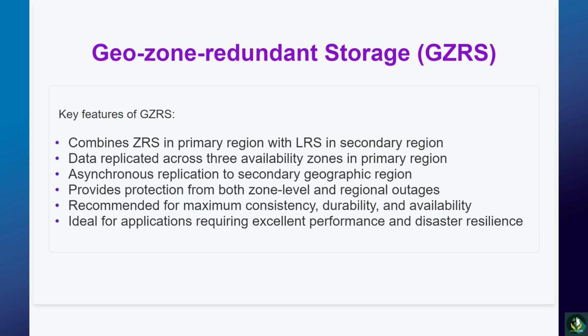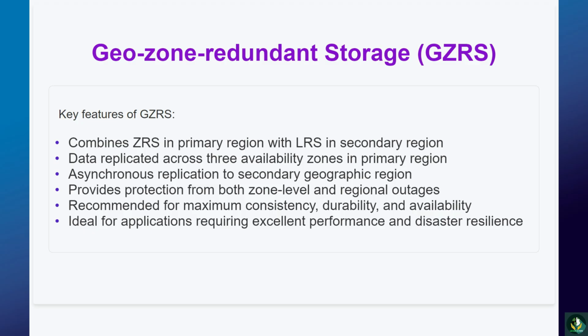GeoZone Redundant Storage, GZRS, represents the pinnacle of Azure's data redundancy options, offering a comprehensive solution that addresses both local high availability and protection against large-scale regional outages. Let's delve into the key aspects of GZRS. Primary region redundancy. In the primary region, GZRS leverages Zone Redundant Storage, ZRS, to replicate your data synchronously across 3 Azure availability zones.